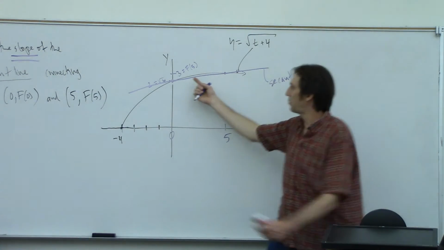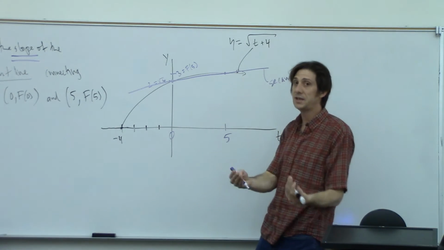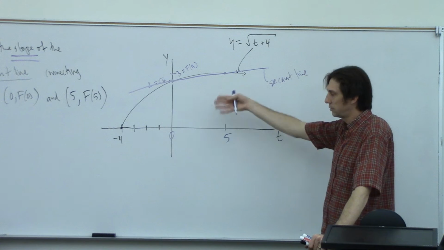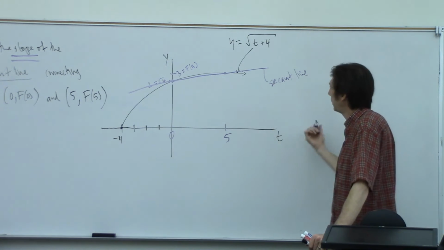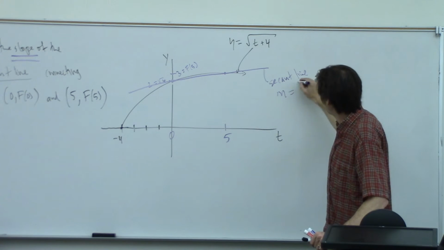If I pick any 2 points on the graph and connect them with a line, that line is a secant line. The slope of these secant lines will vary as I consider different secant lines. But for this particular one, the slope is equal to 1/5.